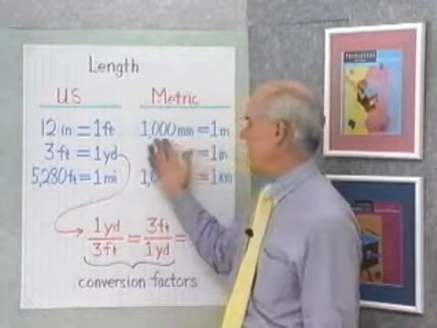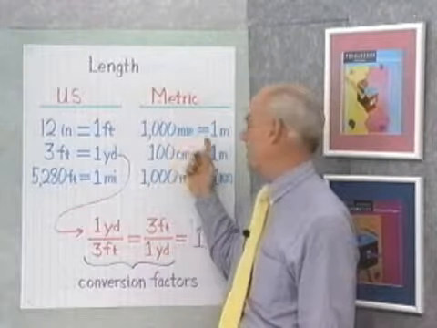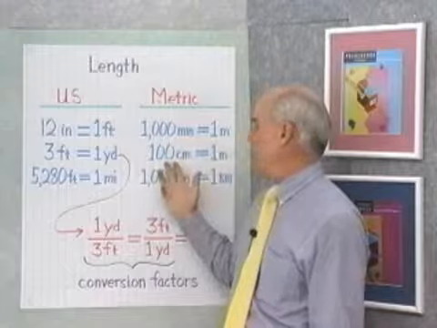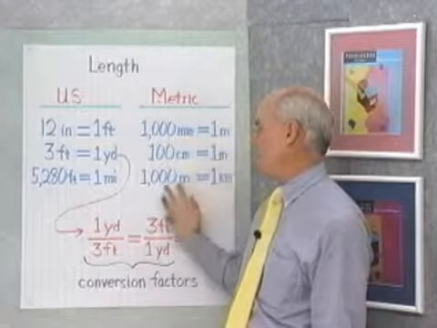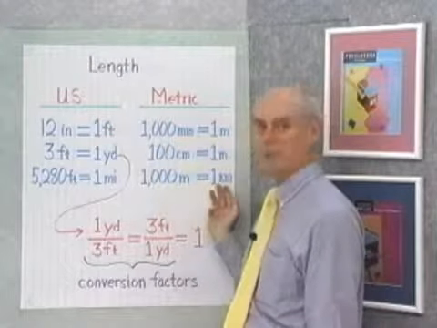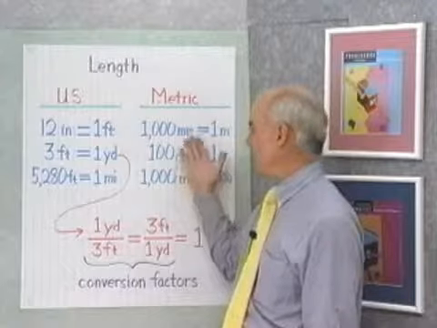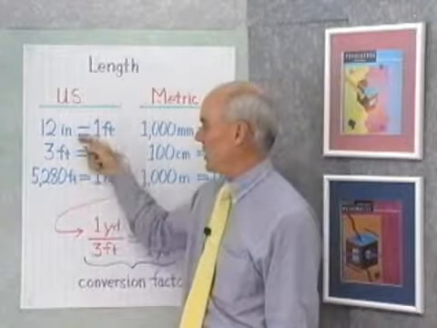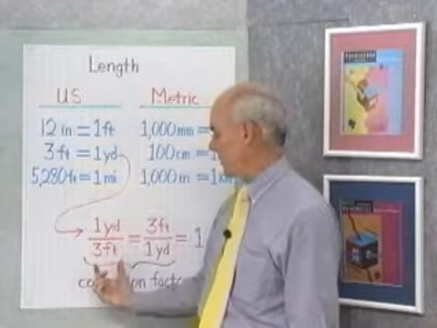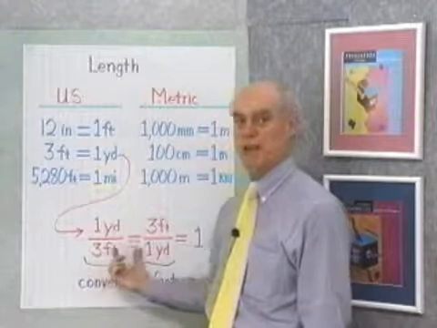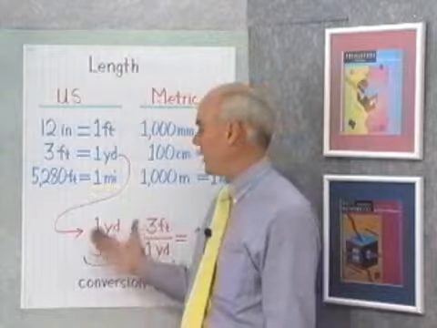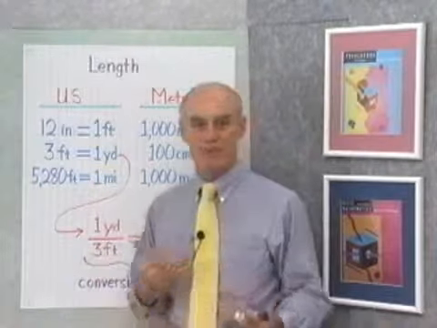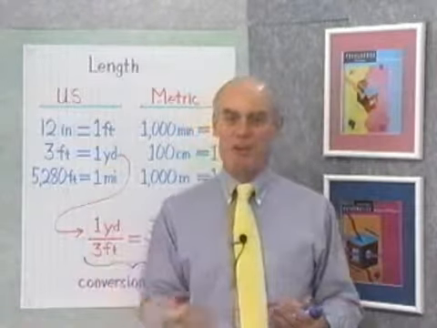In the metric system, I have 1,000 millimeters is the same as 1 meter, 100 centimeters is 1 meter, and 1,000 meters is 1 kilometer. So these are the conversions for the metric system. These are the conversions for the U.S. system. Each one of these conversions right here will give us a conversion factor, which is a fraction that's equal to the number 1. Now we want to use these to convert different lengths into other lengths with other units.